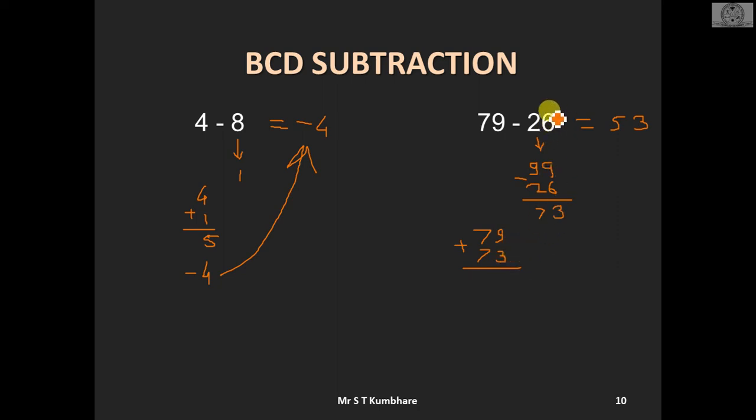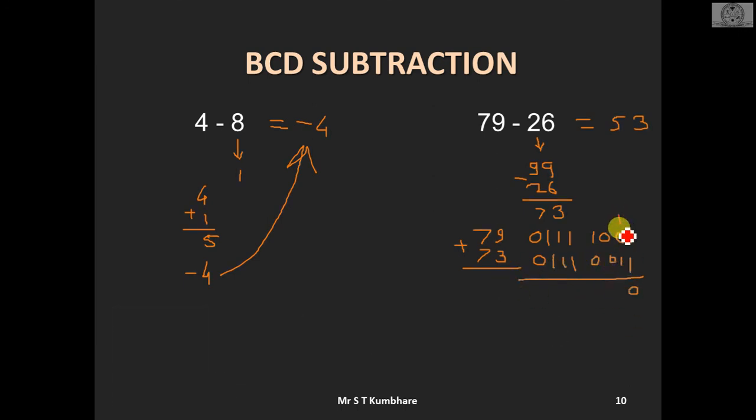What is the basic step? First find the ninth complement of this and then add the two numbers. So 79 can be represented in BCD code as 7, that is 0111, and 9 is represented by 1001. Now 7 is represented with 0111 and 3 is represented with 0011. Then we'll perform the addition. Now if you perform the addition, 1 plus 1 is 0, and there will be carry 1.